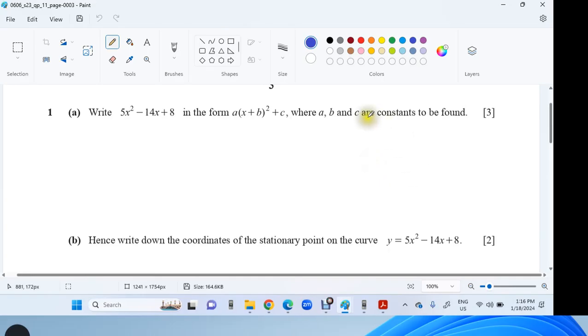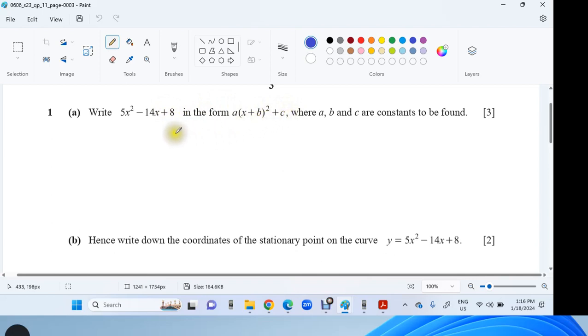So we look at this question. This is IGCSE 2023. Okay, exam paper 1, question 1A. So we need to write 5x squared minus 14x plus 8 in the form of this. So we can solve this problem two ways.